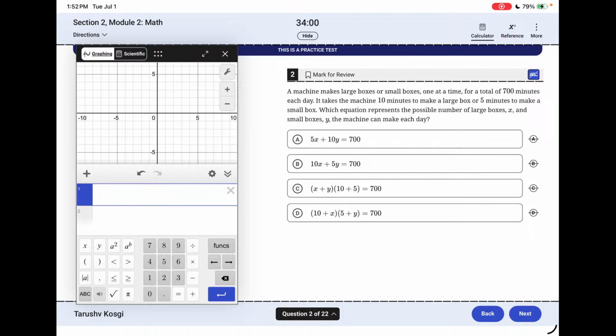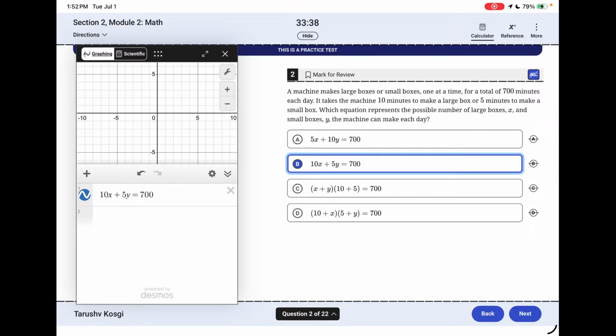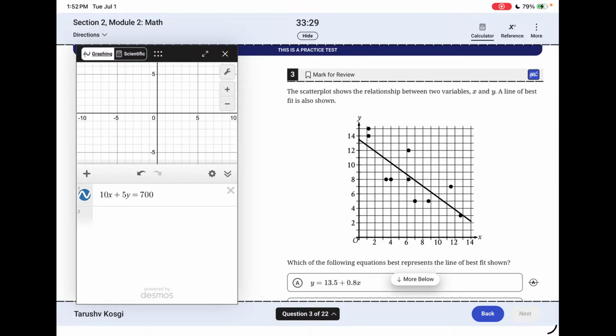She makes large boxes or small boxes. 5 minutes. So large box is 10. So 10x plus 5y equals 700. One at a time. So yeah, it's gonna be this one. Let's go to the next one.